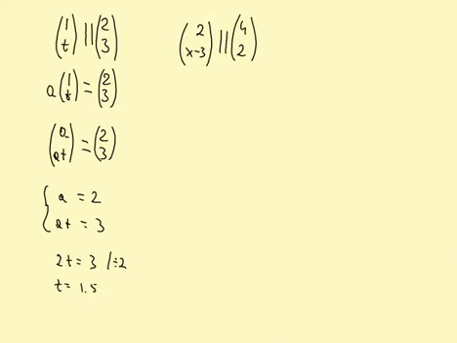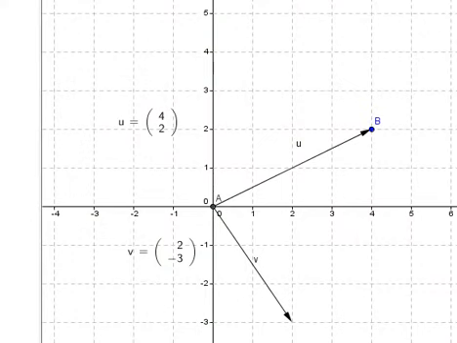Okay. Now let's look at the geometrical interpretation of the problem. So here we have the vector of coordinates 4 and 2, vector u, and here is one of the vectors whose first coordinate is 2, and the second coordinate is x minus 3. In this case, x equals 0.